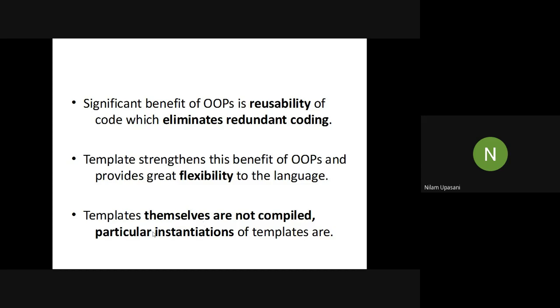Okay. The templates themselves are not compiled. Particular instances of templates are. Do you get this last sentence? Templates themselves are not compiled. Particular instances of templates are compiled. Do you get this? What I'm trying to say here? Templates themselves are not compiled. The compiler will not compile your template. What it will compile? A particular instance of that template is compiled.